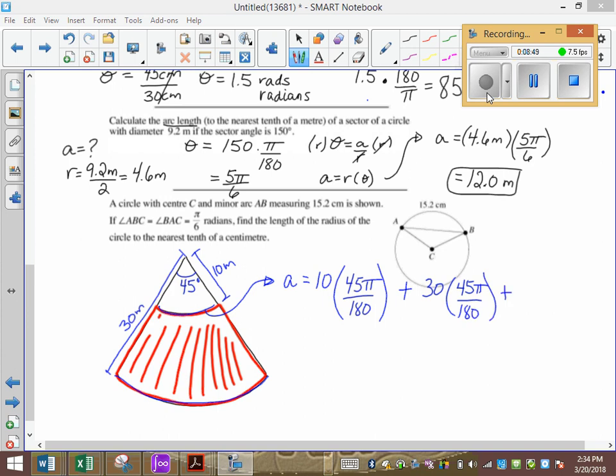And then I also have to add this length, which is what? And this length, which is? So it's 71.4 meters. Okay?